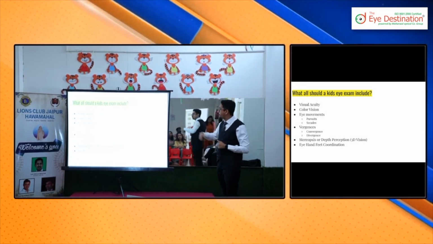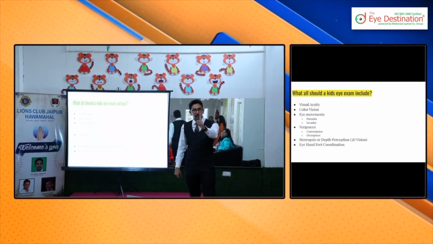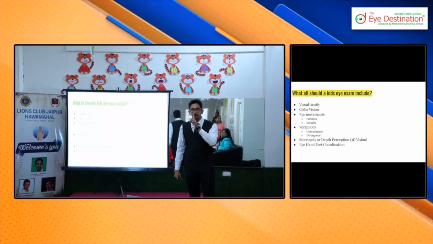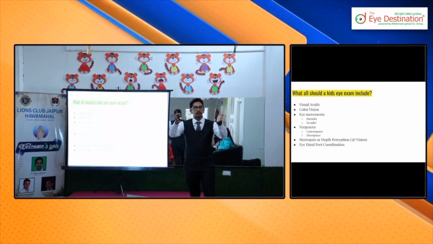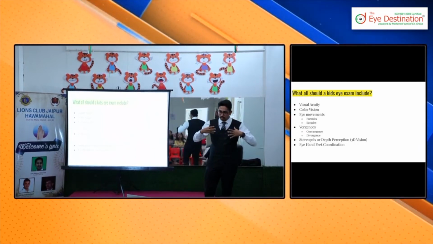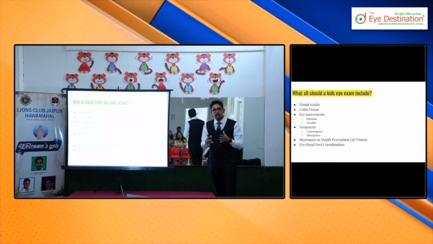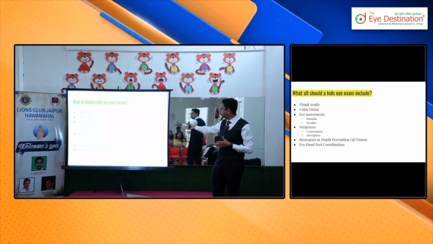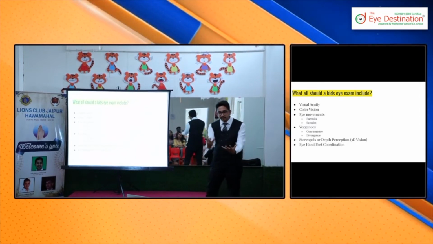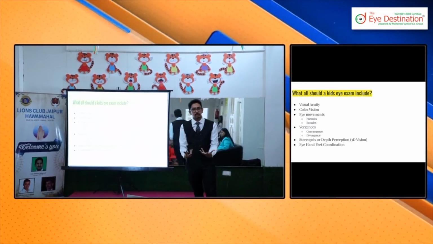And you have convergence. When we are doing the exact activity, look at my eyes, they come together. They go straight together. So when these two eyes work in tandem, in coordination, this is checked by convergence. Then we have stereopsis or depth perception, the 3D vision, everything we see in the three-dimensional world.